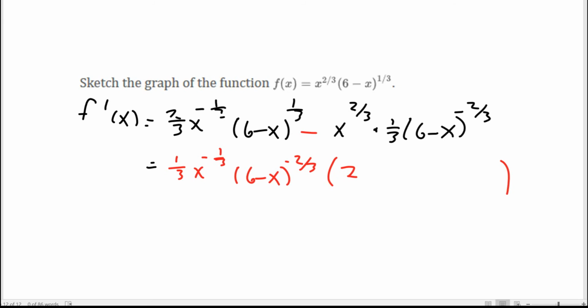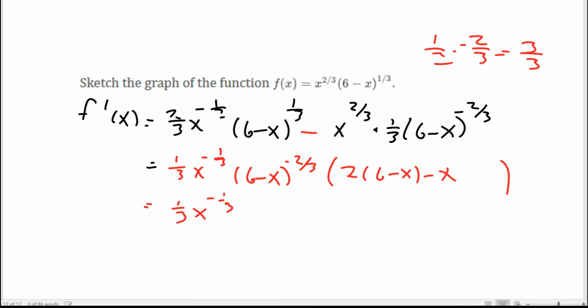That whole term with the x factors out, and then we're left with a 6 minus x to the... but we got to take that out, so 6 minus x. To get that exponent, remember we're doing a 1/3 minus the negative 2/3. And that would be 3/3, which would just be 1. And then we'll subtract, and we'll have 2/3 minus the 1/3 to get the x. And then we'll just continue simplifying. So that's 1/3 x to the negative 1/3, 6 minus x to the negative 2/3, and then 12 minus 2x minus x.